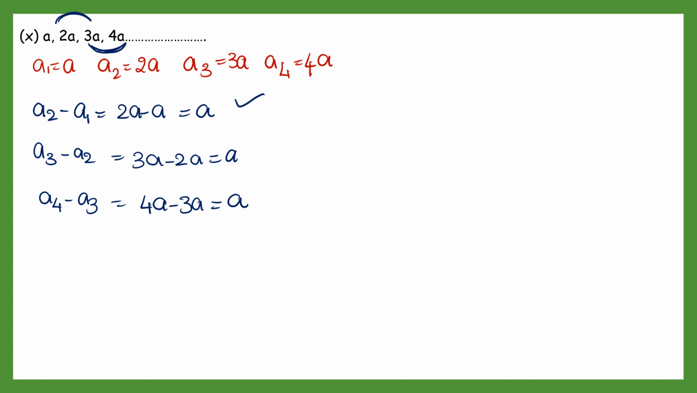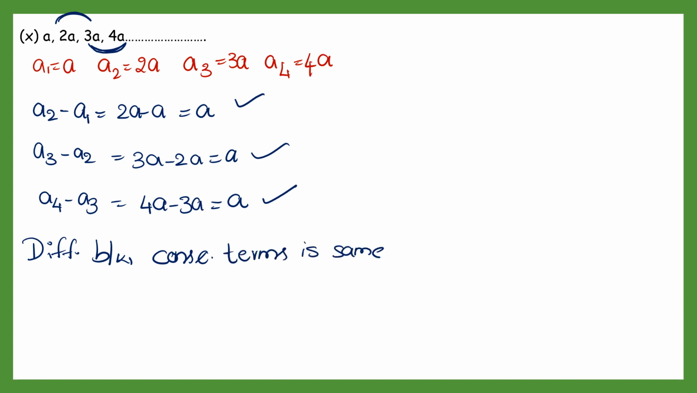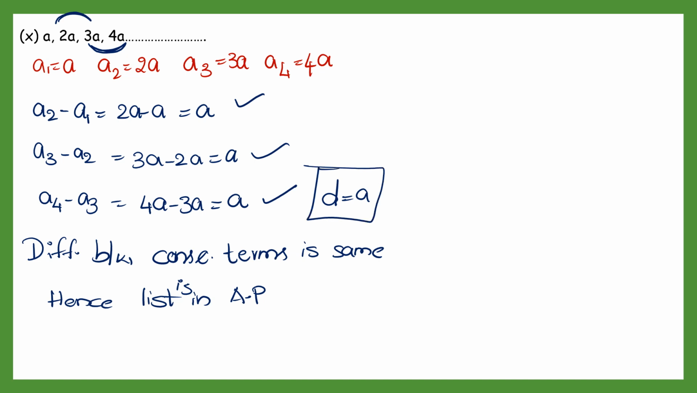If you observe, the difference between consecutive terms is the same. Hence, the list is in arithmetic progression. We got common difference D as what? A. This is the common difference we got.